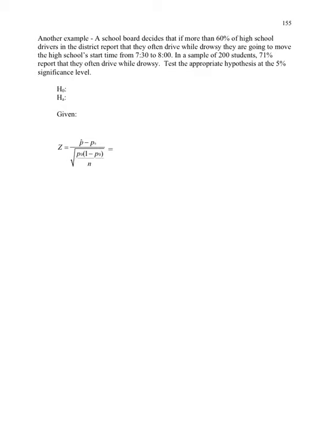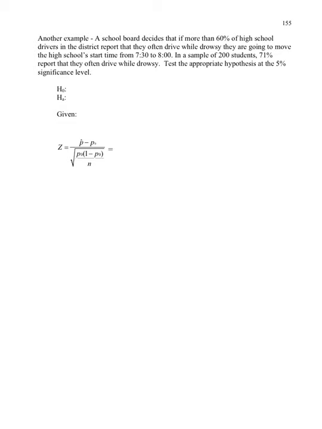Okay, so let's look at a different example. In this example, a school board decides that if more than 60% of high school drivers in the district report that they often drive while drowsy, they're going to move the start time from 7:30 to 8. In a sample of 200 students, 71% report they often drive while drowsy. Test the appropriate hypothesis at the 5% significance level.